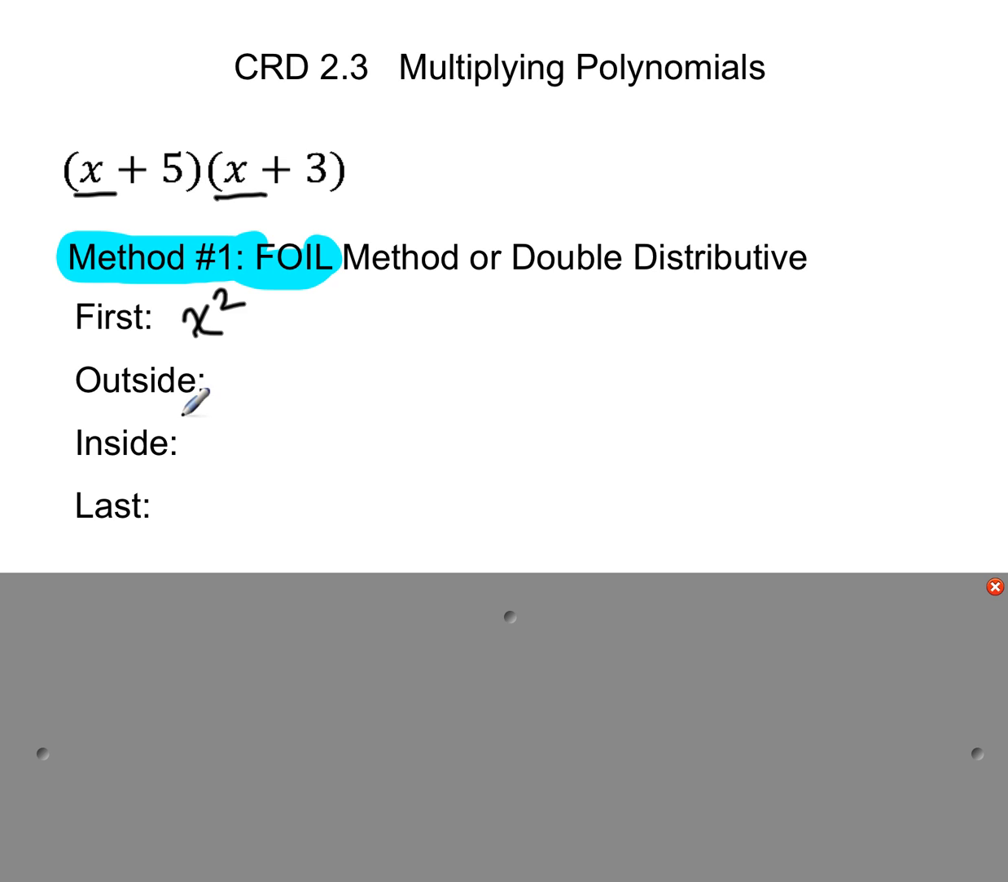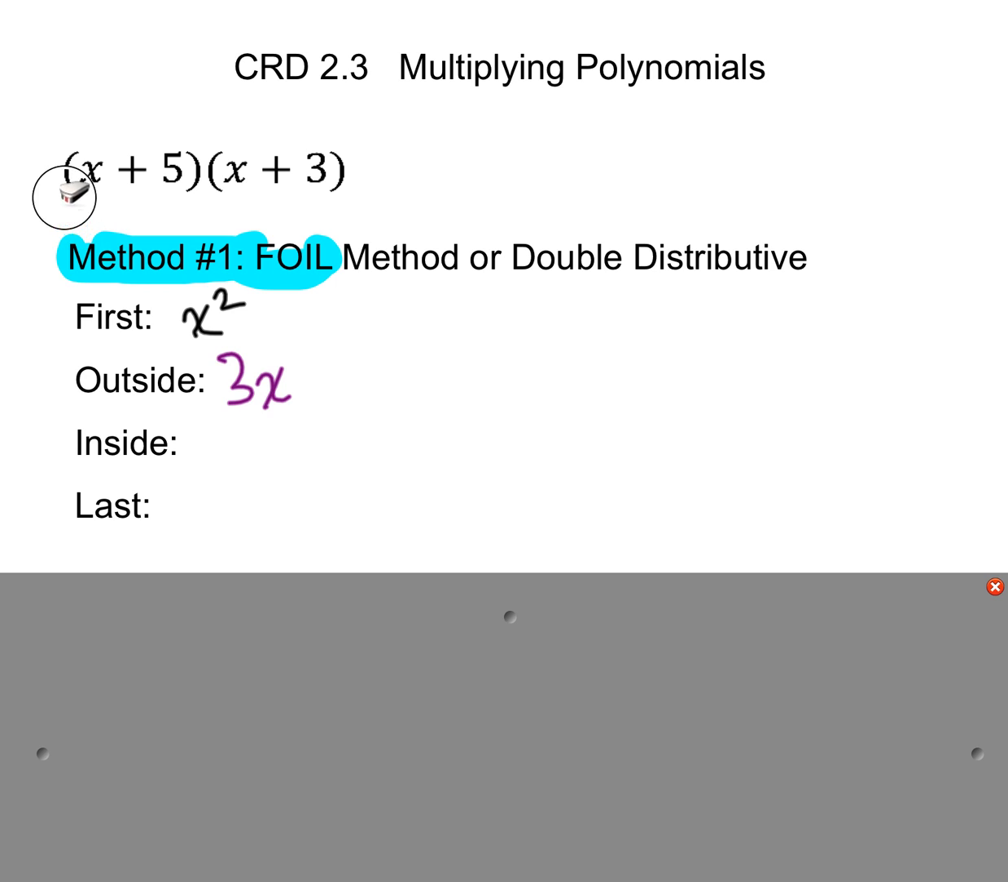Now, the O stands for outside. So I'm going to look at my binomials, and I'm going to say, what are my outside terms? This x is the outside of the two binomials. This 3 is the outside of the two binomials, right? Because they're kind of on either ends of this expression. So if I multiply x times 3, I get 3x for my outside terms.